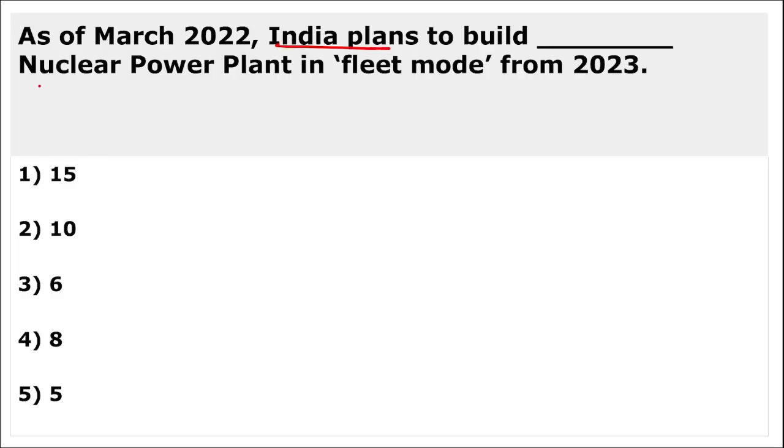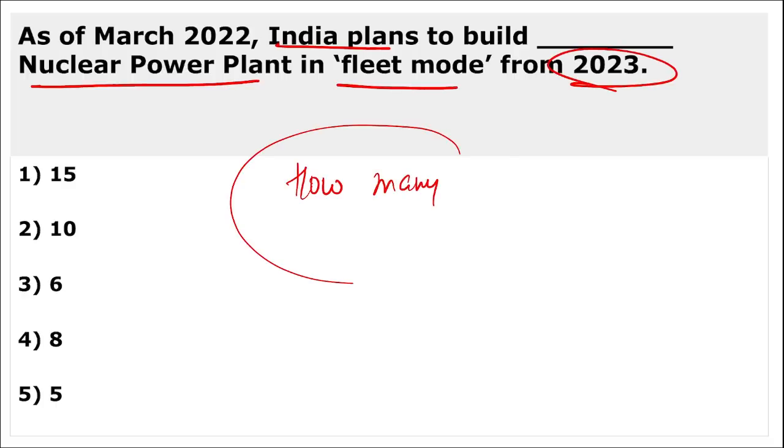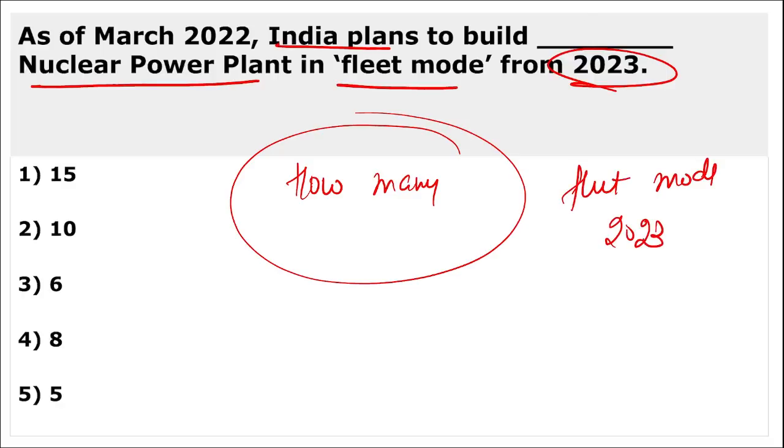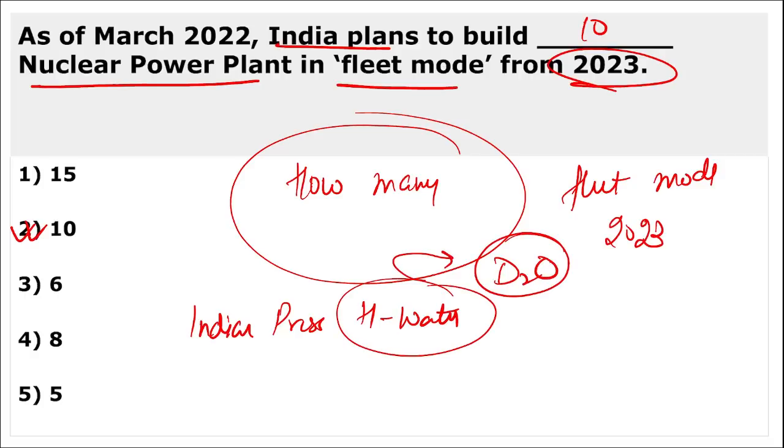Next, India plans to build nuclear power plants in fleet mode from 2023. So, how many nuclear power plants will be made in the fleet mode by the year 2023? A total of 10 nuclear power plants will be built in the fleet mode. Apart from this, talking about the Indian pressurized heavy water reactor, heavy water is actually D2O. If we ask the chemical formula for heavy water, it is deuterium oxide, D2O. It is usually used to slow down the reaction.